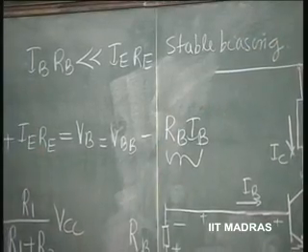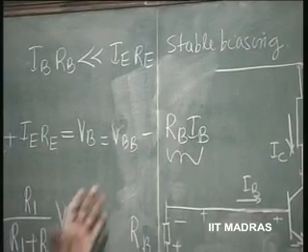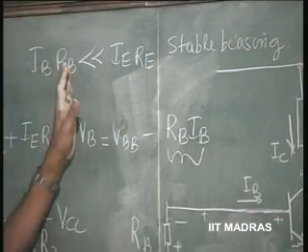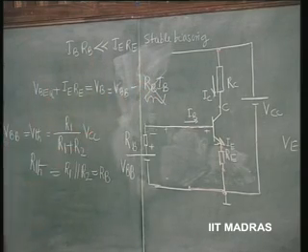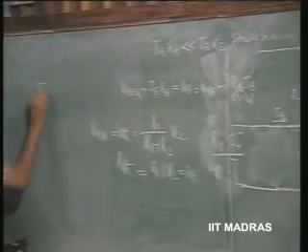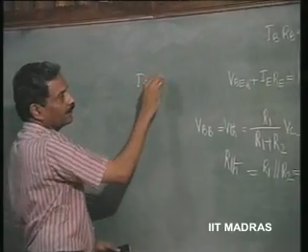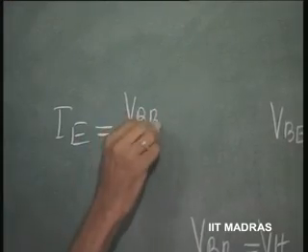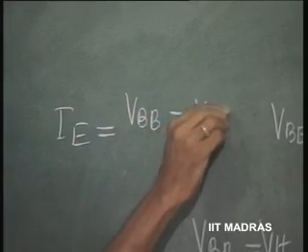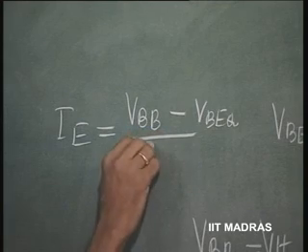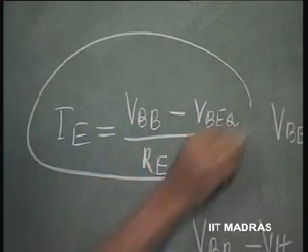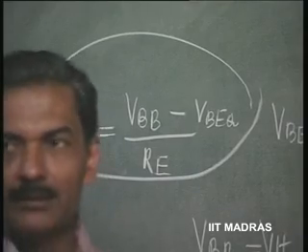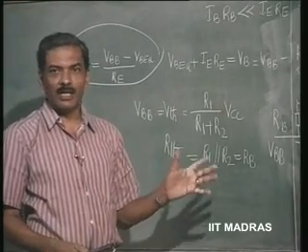Have you understood this concept? That means if IB RB is much less than IE RE, I can ignore this, and essentially we have the same equation. IE is going to be now fixed as VBB minus VBEQ by, let us say, RE. The same expression as earlier, and IC is going to be alpha times IE.